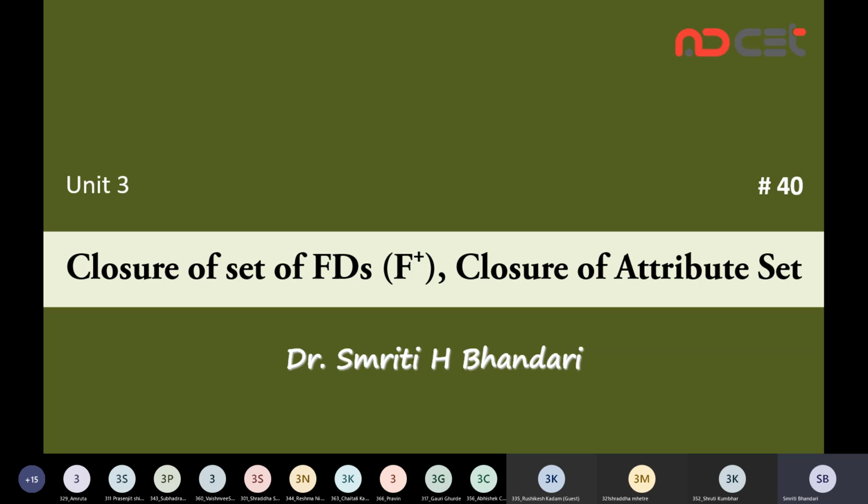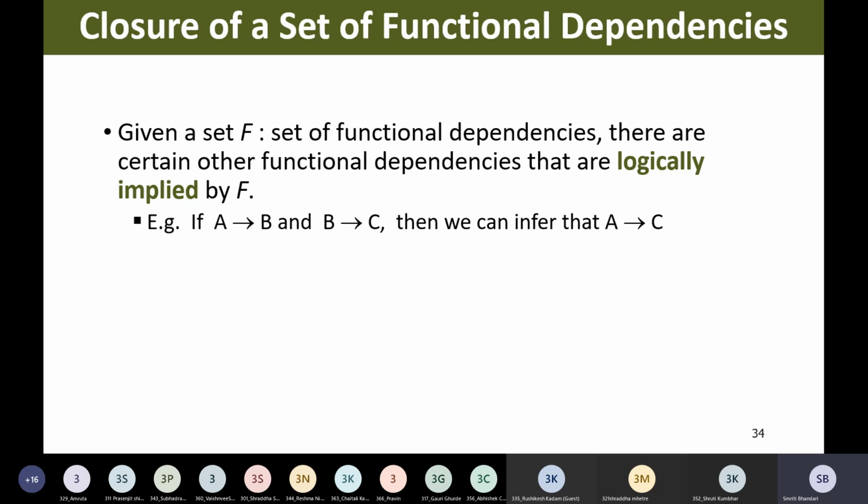In continuation with the last session, we are going to extend our discussion on closure of set of functional dependencies, and further on the similar lines we are going to look at the concept of closure of attribute set. So let's begin with closure of set of functional dependencies.